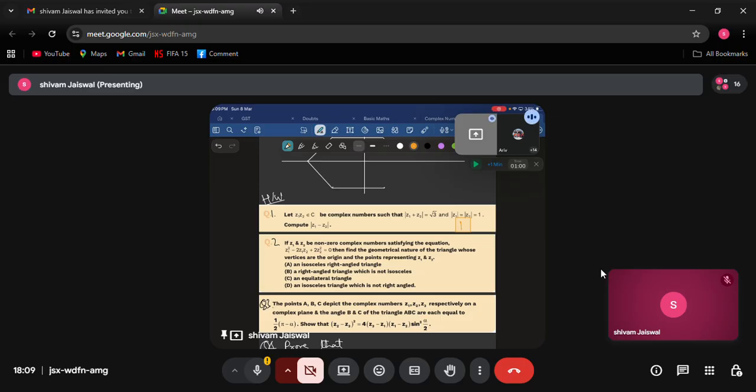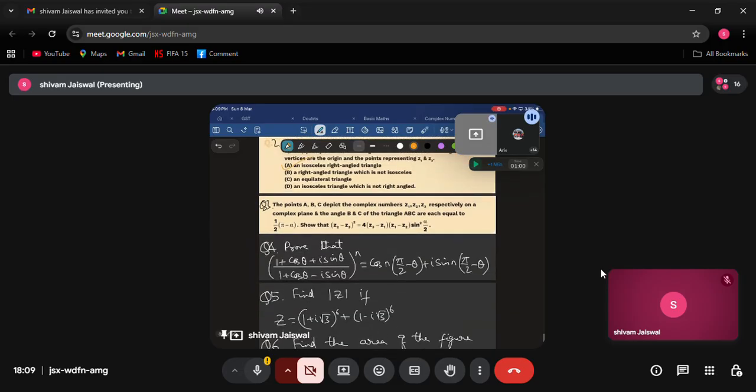Next, number 2. Number 2, you people got option A? Isosceles right angle triangle? Anyone having any doubt in number 2? Tell me. Okay. Next. Number 3. Number 3 is a proof problem. Anyone having any doubt? Tell me. It's a proof problem. Next.